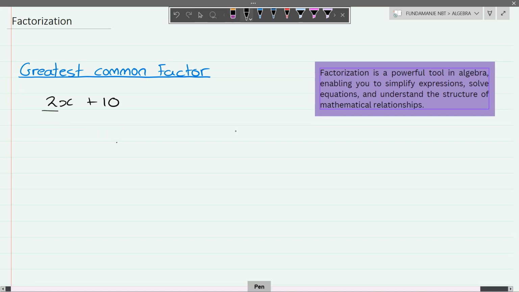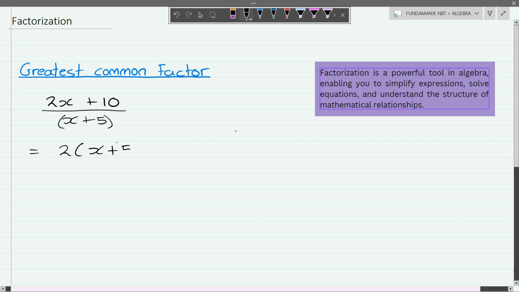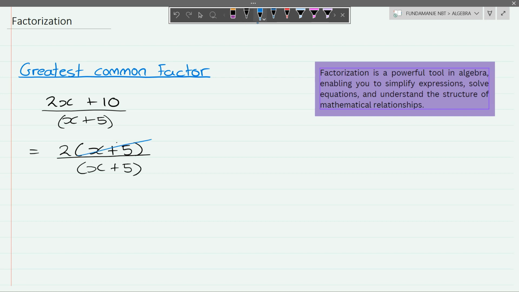Let us say that underneath here we had x plus 5. Therefore, in this case, if we do the same thing, take out 2 as our common factor, then we'll be left with x plus 5. And at the bottom we have x plus 5. And we can cancel these two, leaving us with an answer of 2. In this scenario, we used factorization of the greatest common factor to simplify an expression successfully.